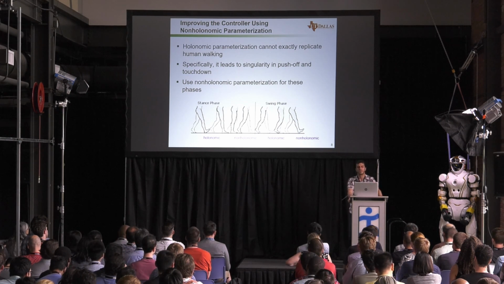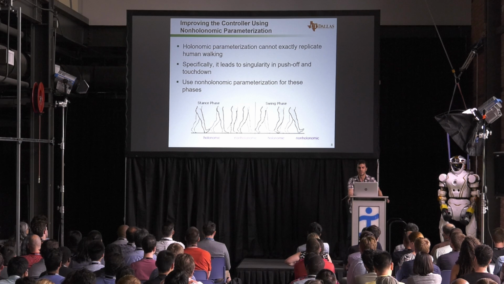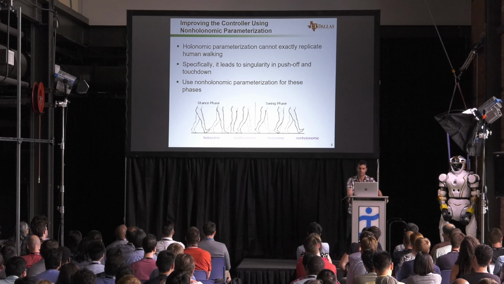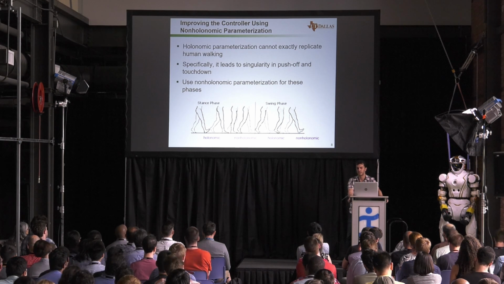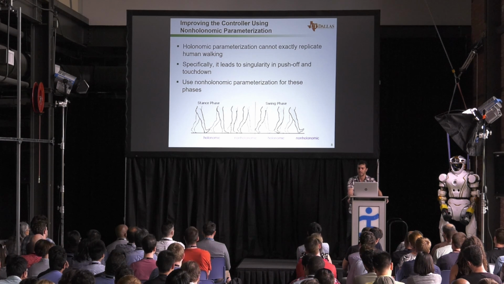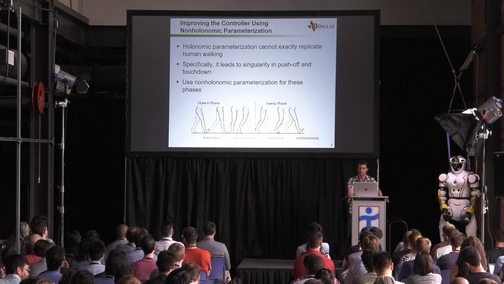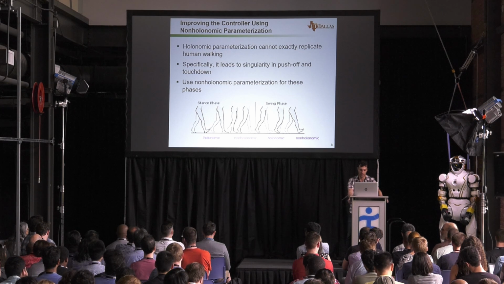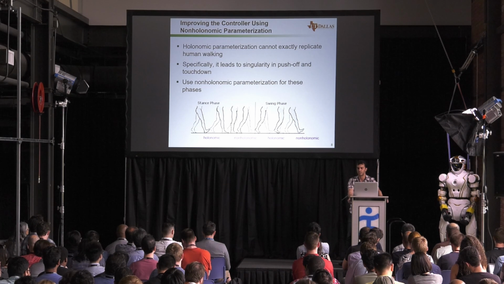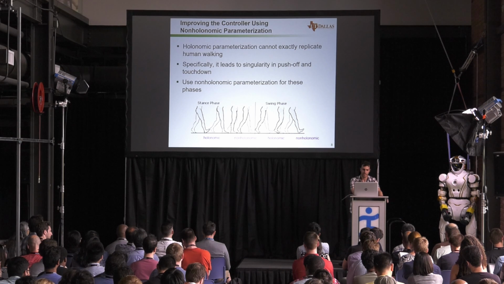The holonomic phase variable is good because it can work in different conditions, but it has a problem. The problem is that it cannot follow exactly human gait during push-off and touchdown. I won't get into math now, but it becomes mathematically singular around that point. So we used a combination of holonomic and non-holonomic parameterization in order to get a specifically better push-off and get to better speed and better quality of the gait.